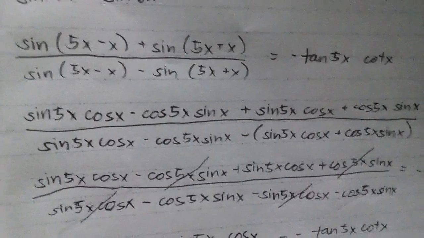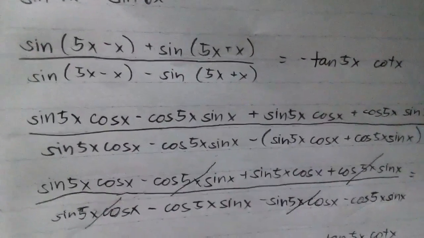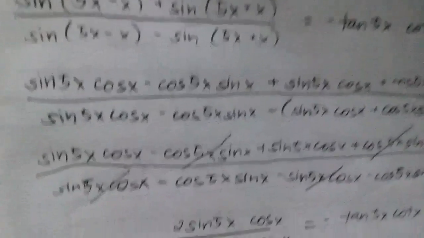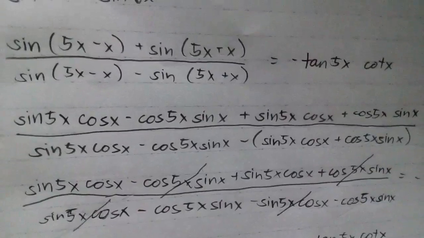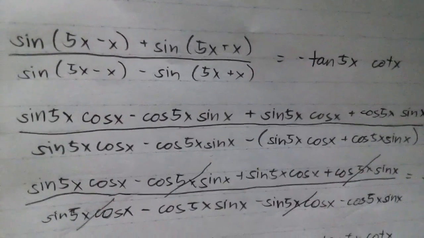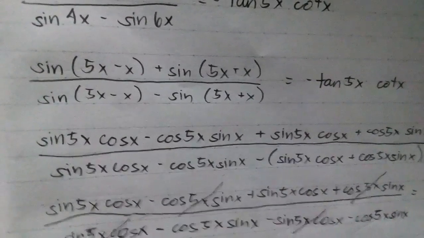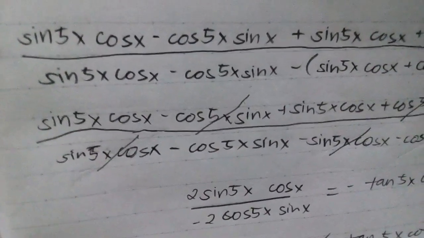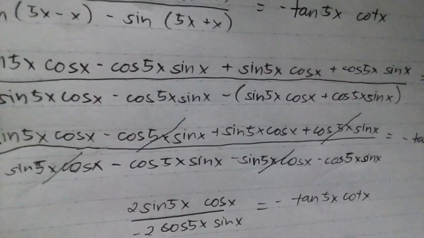So we have sine 5x cosine x plus sine 5x cosine x for the numerator, which is equivalent to 2 sine 5x cosine x. For the denominator, we have negative cosine 5x sine x and negative cosine 5x sine x. So we'll have negative 2 cosine 5x sine x. It is equal to negative tangent 5x cotangent x.